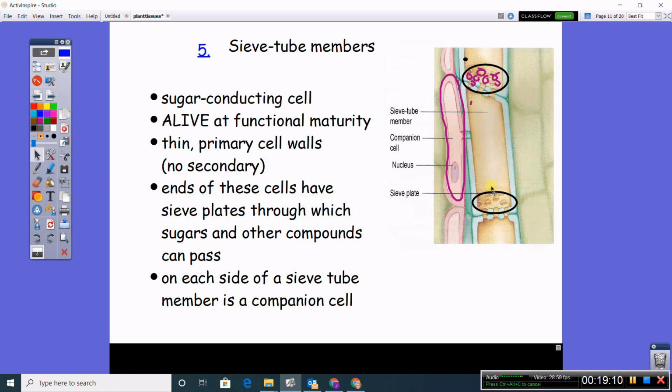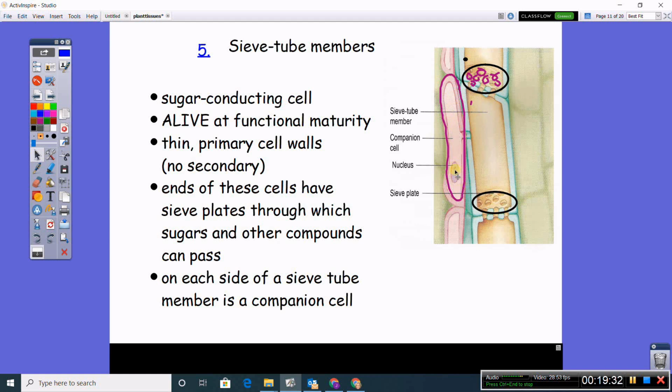So when you look at that sieve tube member, you don't see a nucleus, you don't see organelles. And so you might think, oh, well, they're just not showing them. No, they're not there. Because this type of cell is specialized for transport, it basically doesn't have any of the organelles that most cells do. The companion cell, however, does.